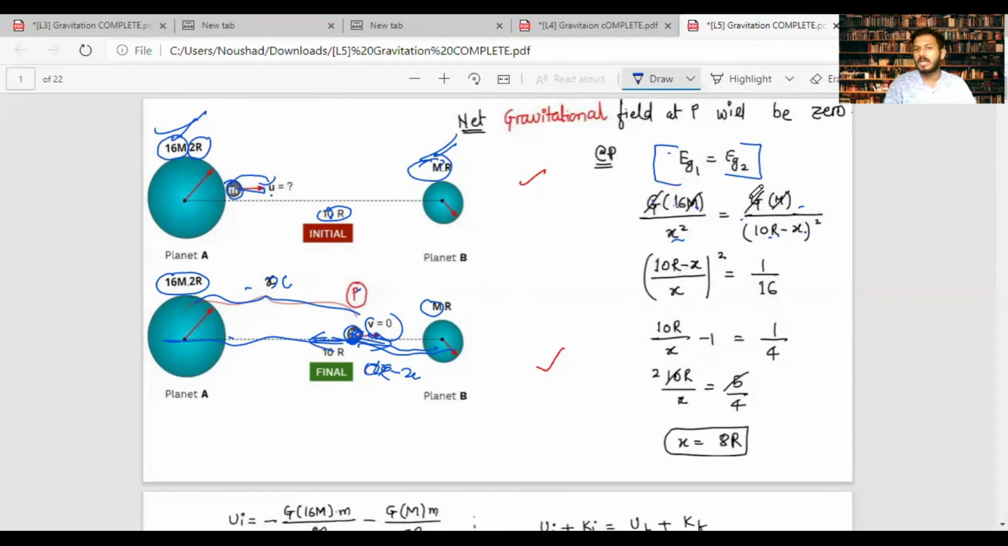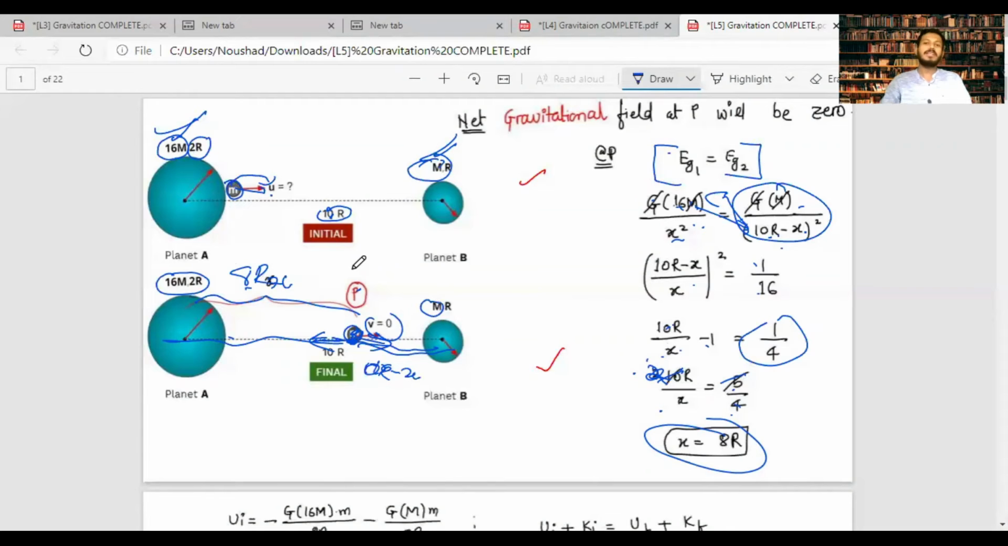Calculating this, G gets cancelled, m gets cancelled. 10r minus x squared is taken in, and x squared is there. 16 is taken downward of that second part, 1 by 16. Calculating, 10r by x minus 1 equals 1 by 4. Then 10r by x is equal to 5 by 4. 10 gives 2 and 5, and 5 gets cut. Then this gets 2. 2r is equal to 4 into 2r, 8r is equal to x. So this x is equal to 8r.